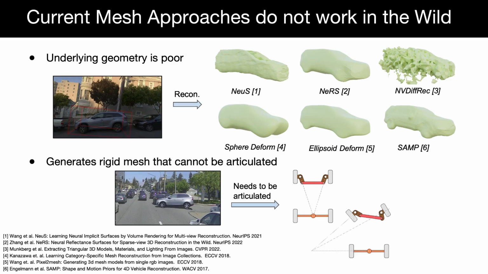Additionally, the generated meshes are rigid and cannot be articulated to enable, for example, the wheels of a vehicle turning in a new scenario. These types of changes in shape can provide important cues to the autonomy and should be simulated accurately.